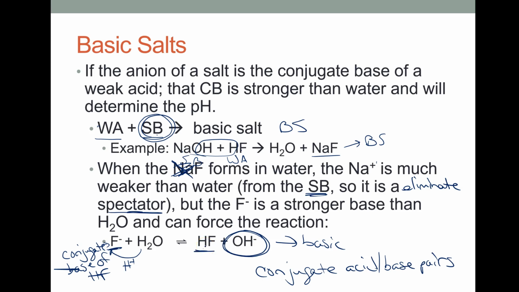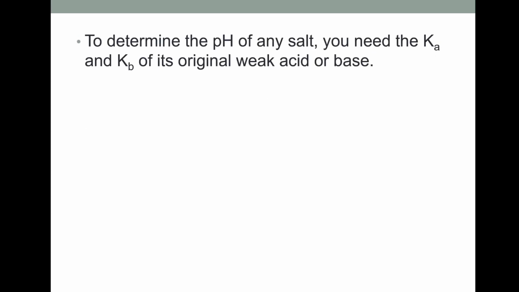HF is an acid, it starts with an H. F- is its conjugate base. Okay, and you should expect to get a pH greater than 7. Okay, so we're going to talk about how to calculate that, but in order to calculate it, you're going to need the Ka and the Kb of the original weak acid or base that you started with.